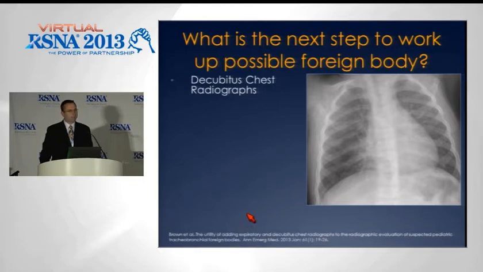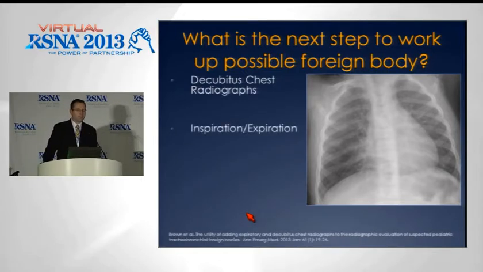What we found in doing our retrospective analysis is that it did a good job of increasing our false positives. It did not do a good job of increasing our true positives. Other alternatives include inspiration, expiration. For those of you who have 1 to 3 year olds, the peak age for foreign bodies, you can imagine how helpful they are when you ask them to breathe in or breathe out. But you can do forced expiration. Your technologist may or may not like you doing that. We found that the forced expiration views did not demonstrate great accuracy.